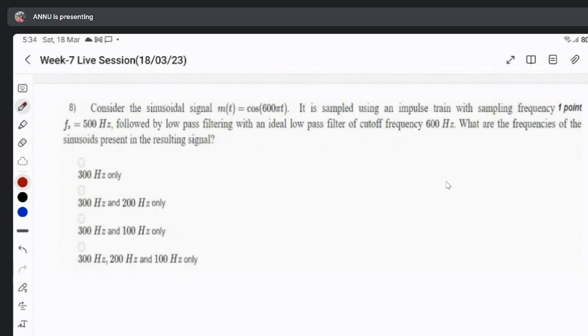Now this question. Consider the sinusoidal signal m(t) equals 600 pi t. It is sampled using an impulse train with a sampling frequency. I want to get the answer. It is a similar question. Ma'am, B, 200, 300 only. So you have to see first fm equals 600 and minus 300.